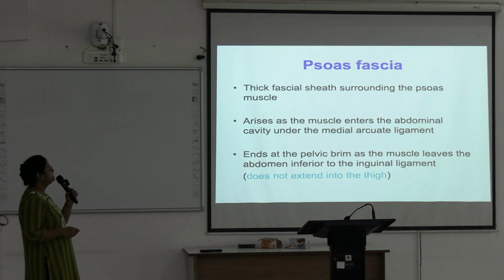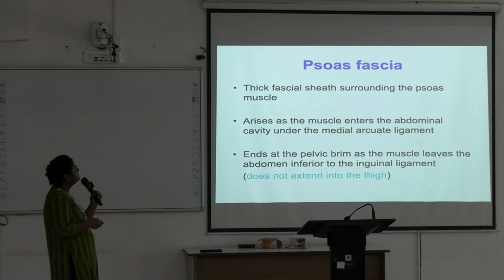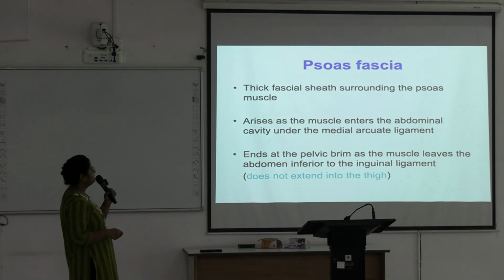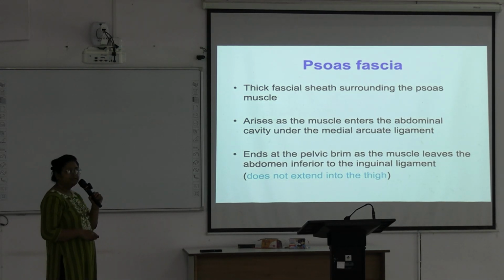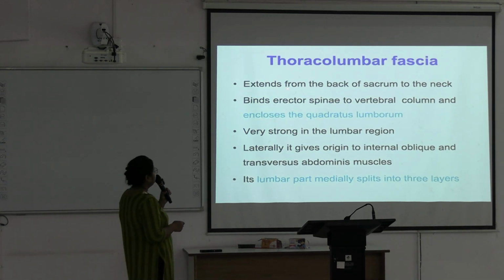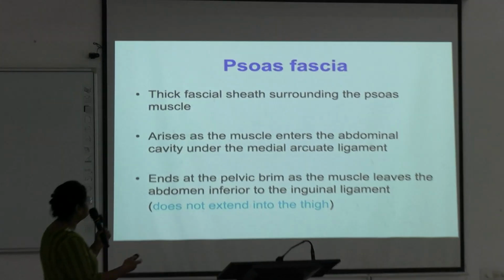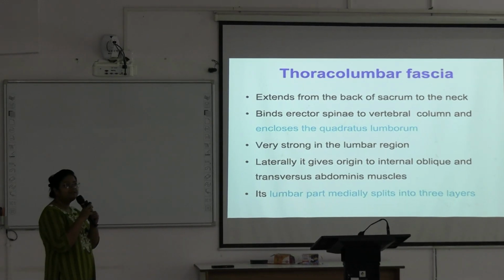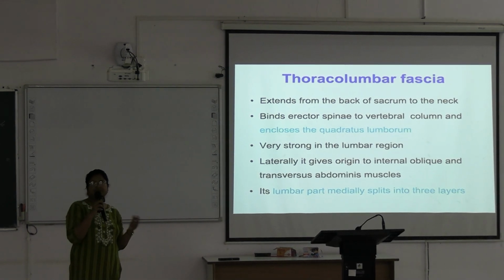It is a thick fascial sheath surrounding the muscle. Okay. It arises as the muscle enters the abdominal cavity under the medial arcuate ligament. And it ends at the pelvic brim as the muscle leaves the abdomen inferior to the inguinal ligament. And it does not extend into the thigh. Okay. It extends from the previous one. Okay. Next. So psoas fascia was covering the psoas major muscle mainly, and if present, psoas minor muscle is also covered.